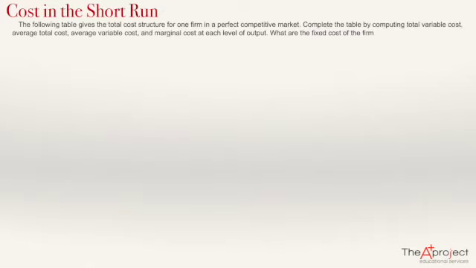The following table gives the total cost structure of one firm in a perfectly competitive market. Complete the table by computing total variable cost, average total cost, average variable cost, and marginal cost at each level of output. What are the fixed costs of this firm?